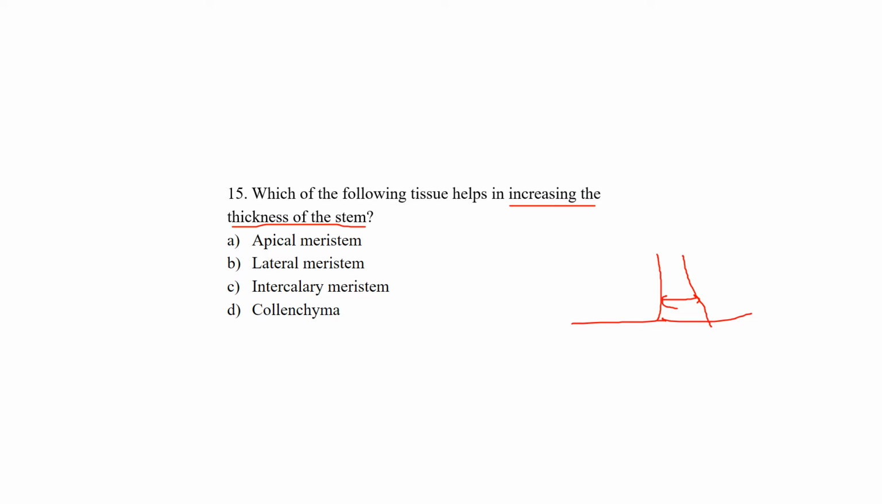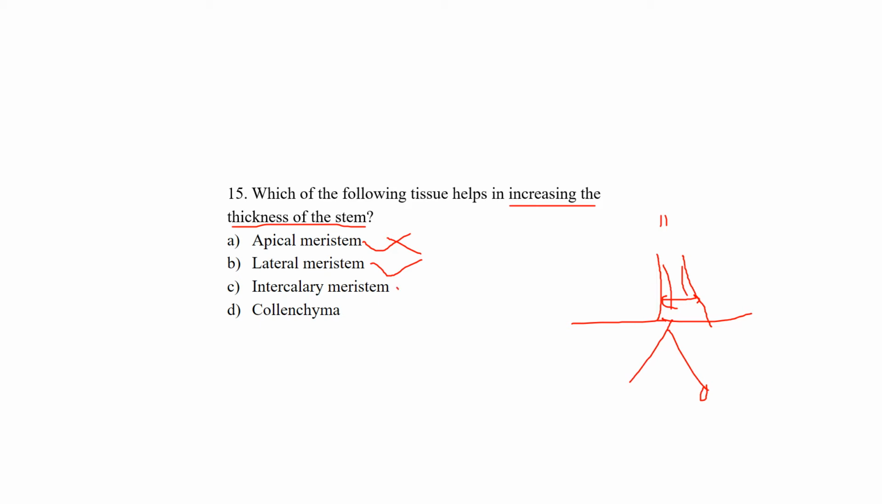The first option is apical meristem. One thing we know is that all meristematic tissues function for the growth of the plant. Yes, of course, but apical meristem is only present at the root tips and shoot tips. So apical meristem will not be the answer. Then come to lateral meristem. Yes, lateral meristem is the answer to our question, because lateral meristem is present on the sides. Lateral means sides, at the side of the plant. So definitely lateral meristem will help in increasing the thickness of the stem.